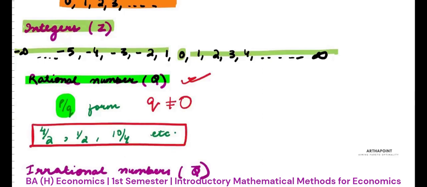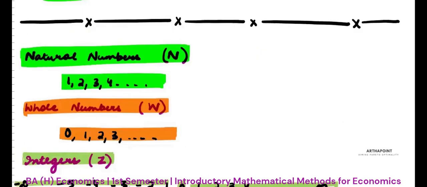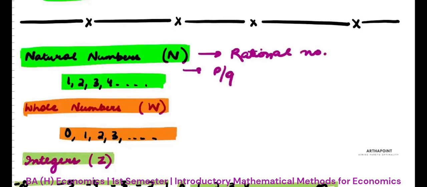Note that when I talk about integers like -4, it can also be written in the form of a rational number, -4 by 1. When I talk about the positive natural numbers like 5, this can also be written as a rational number, 5 by 1. 0 can also be written as a rational number, 0 by 1. So any natural number can be written in the P by Q form, where Q is not equal to 0.